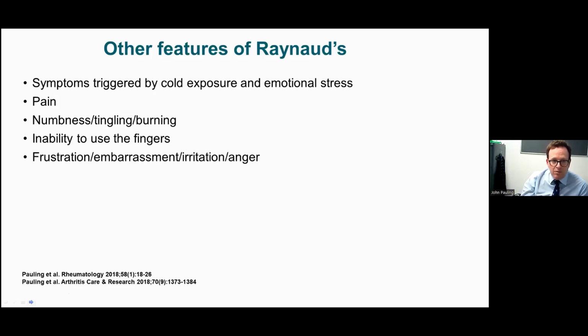But we did a piece of work a few years ago to really look very broadly at the patient's experience of Raynaud's, and it came to our attention that there's an important emotional impact of Raynaud's. It can cause severe frustration with not being able to do the things you need to do, body image dissatisfaction and embarrassment from the fingers changing colors.